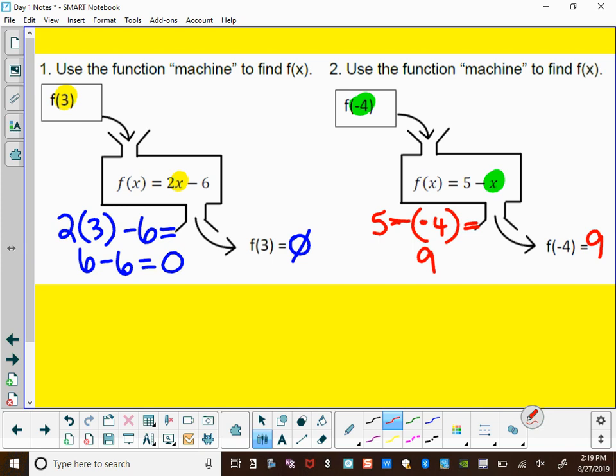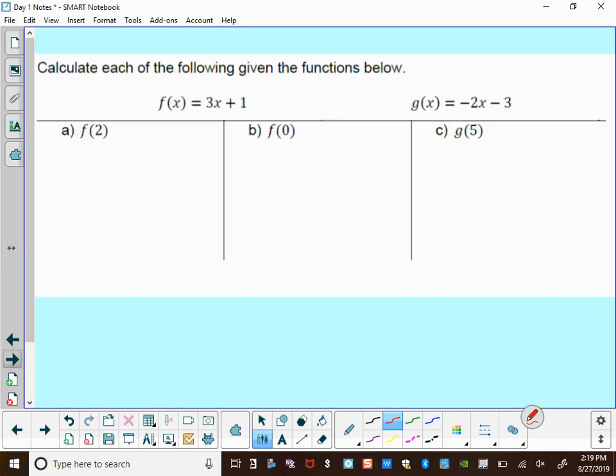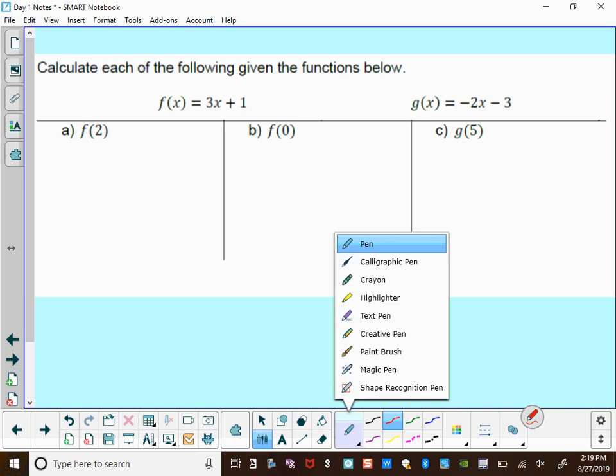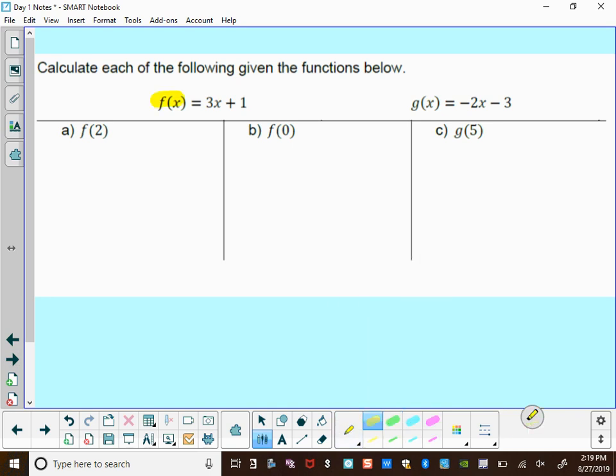All right, I want you guys to do the last 3 on your own. Calculate each of the following, given the functions below. So you have your f function and you have your g function. So make sure you pay attention. This is f of x. That's g of x. So if you look at A, B, and C, A is asking you for f of x, correct? B is asking for f of x. C is asking for g of x. Take about 3 minutes to do that.